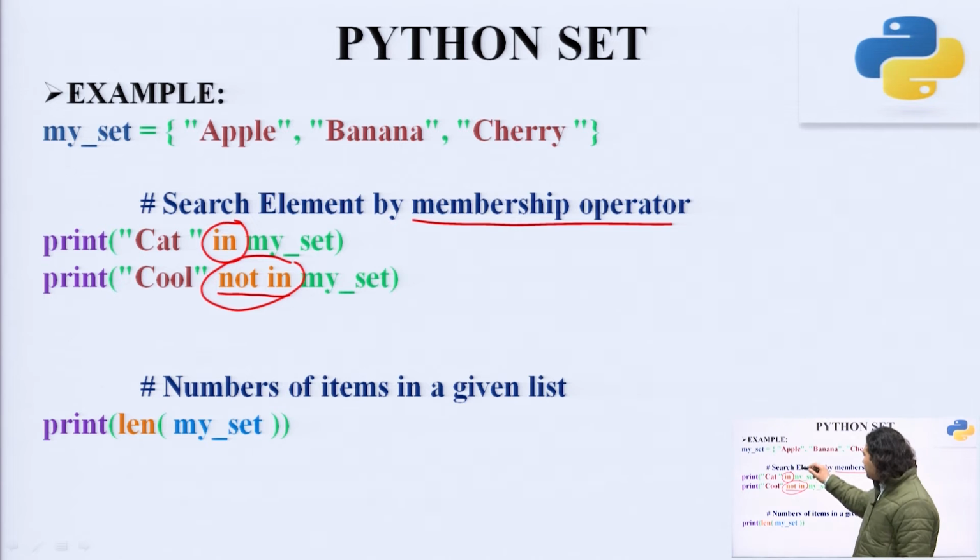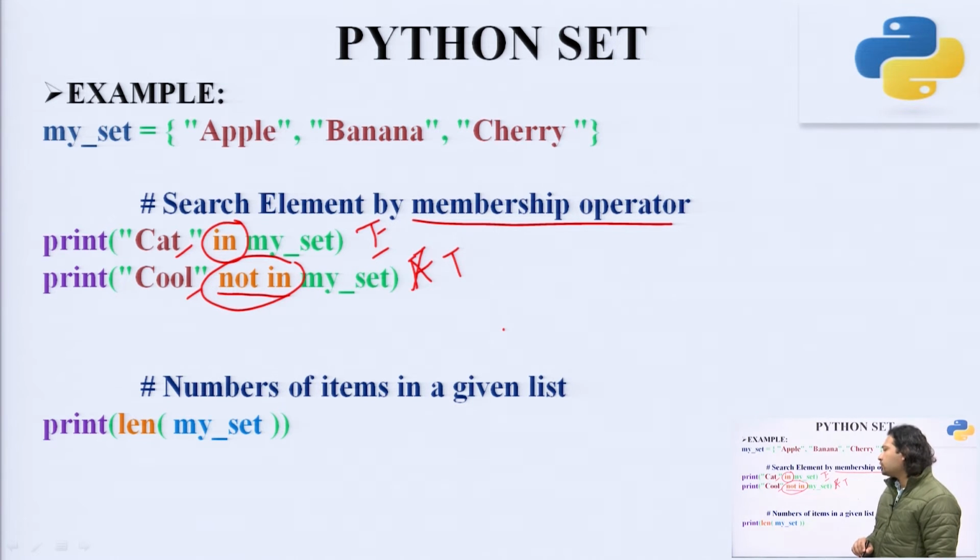We are using these membership operators in order to see whether the cat and the cool are available inside the set data type or not. For this cat, the answer will be in the Boolean data type and it is regarded as false. Similarly, the next one is also false. The next one is not false, it is the opposite, because the cool is not in my set. Yes, the cool is not available under my set.